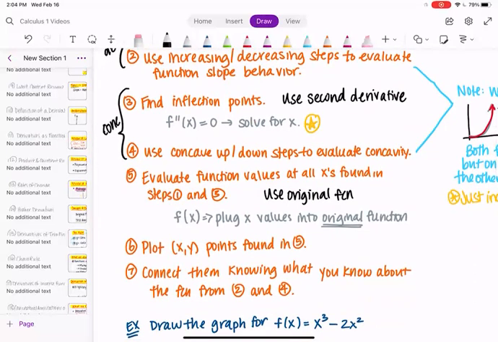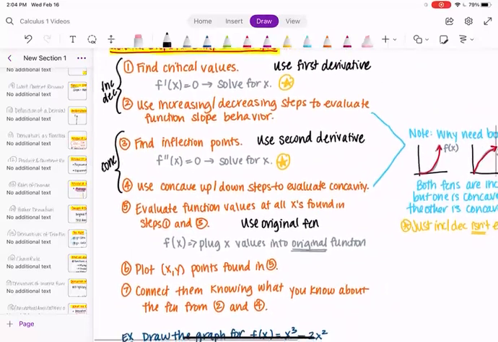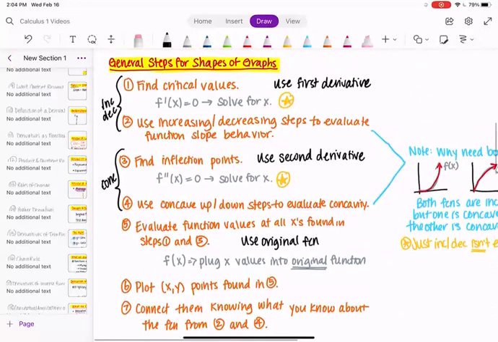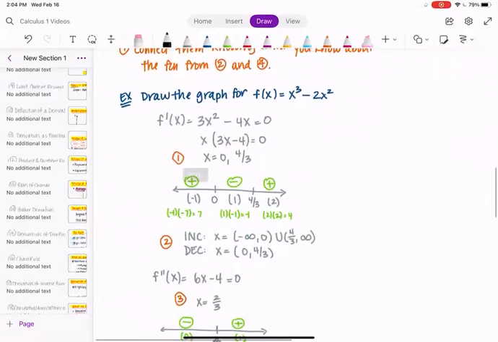So that's a lot of steps, but basically what I was doing is trying to put it in one consolidated place so that you guys could screenshot it or whatever you want to do and make that part of your study guide, right? But let's go through an example.